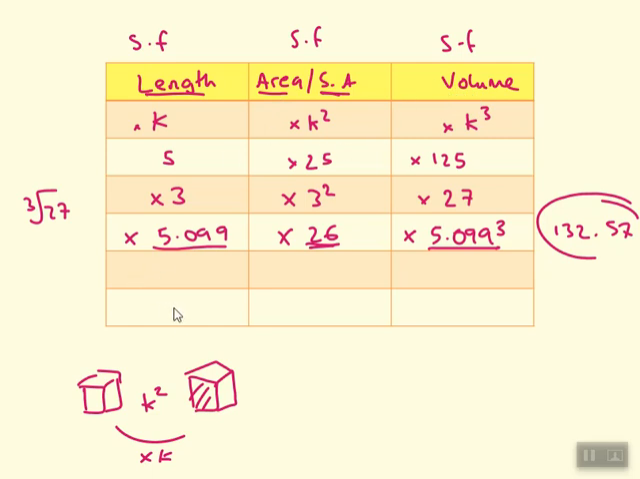So if the length was multiplied by a, the area was multiplied by a squared, and the volume is multiplied by a cubed. And I hope that makes sense.